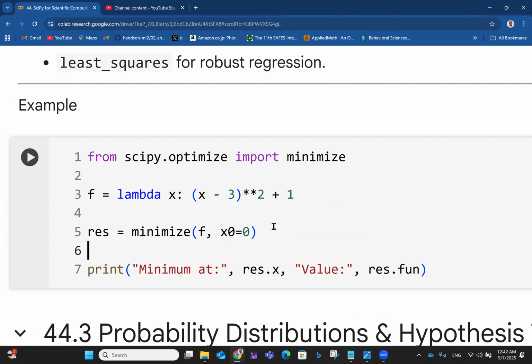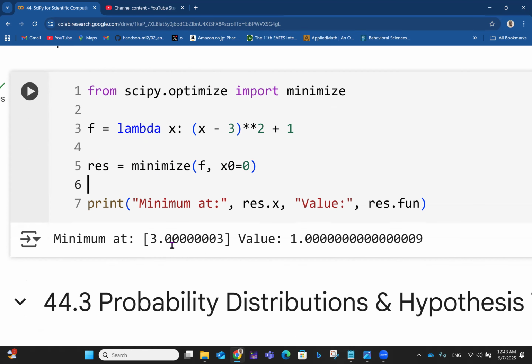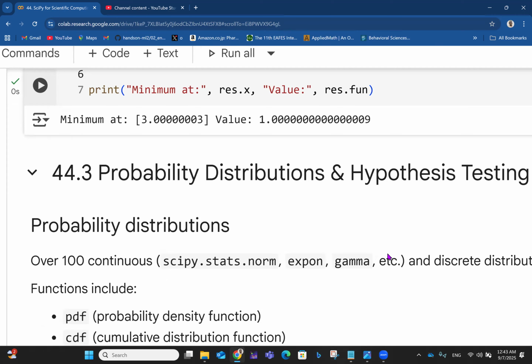All right. So this is where the actual minimization is now happening. You have res equals minimize f, x0 equals 0. So we are starting the evaluation at 0, and we expect the minimum value to be 1. You can see when you differentiate this and equate to 0, you get x equals 3. That's why you have this 3 right here. And then the value of the function itself at that point is this 1. That's what happens in optimization.